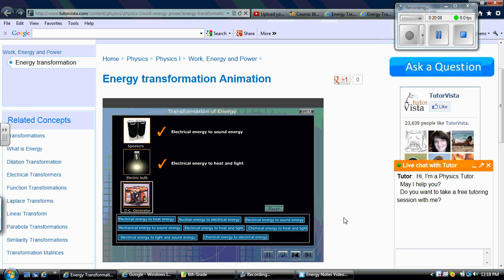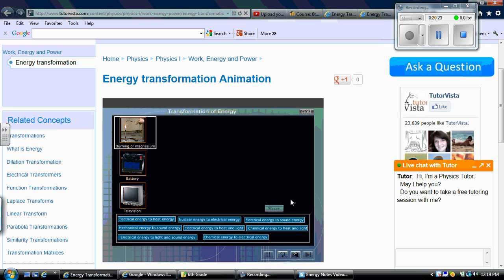A generator contains chemical energy that gets converted into electrical energy. Okay, let's do the battery. Well, okay, we'll do burning of magnesium. Burning of magnesium. Magnesium is a chemical energy. You can see it's producing light and heat.